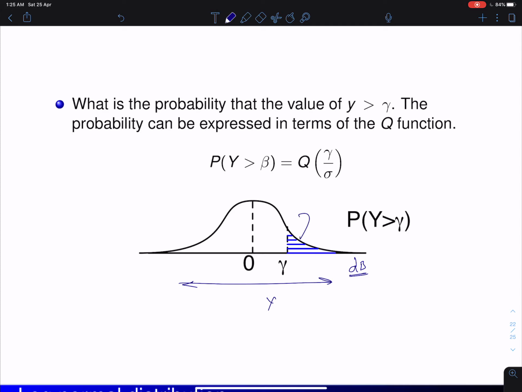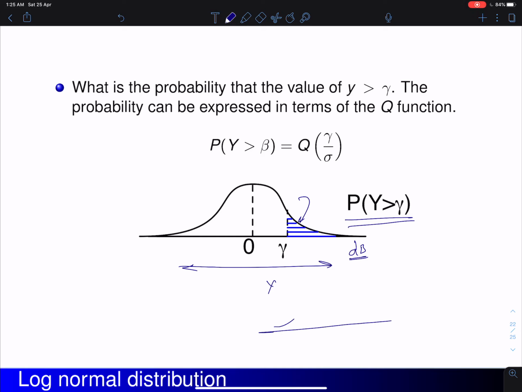Now the probability here is nothing but, you are supposed to find the probability P of y greater than gamma. We should know that a normal distribution is a Gaussian distribution with zero mean and variance 1. If you take the variance as 1, then it's called normal distribution. And the q of x is defined for a normal distribution as the probability of y greater than x. That's how we define it for a normal distribution.